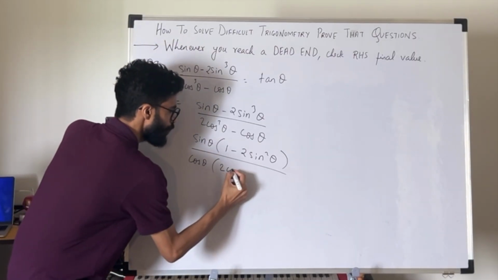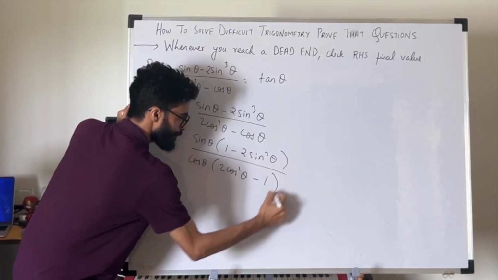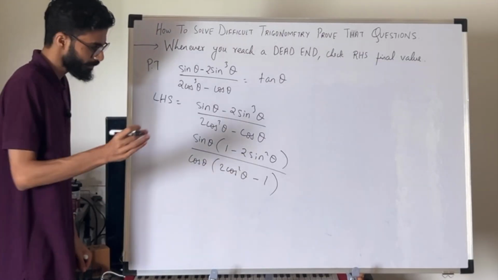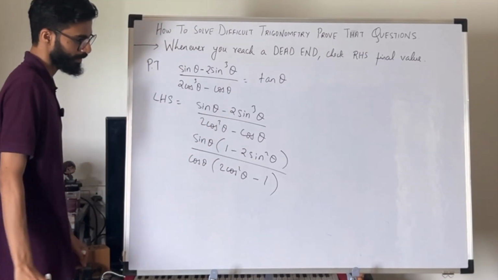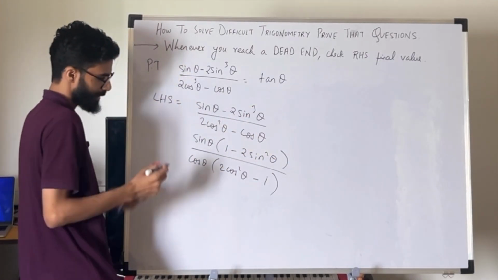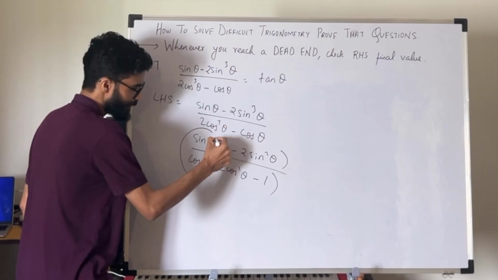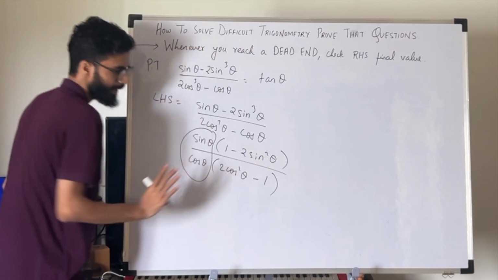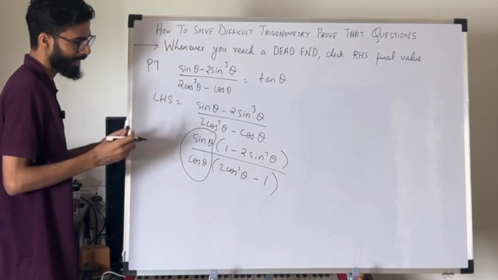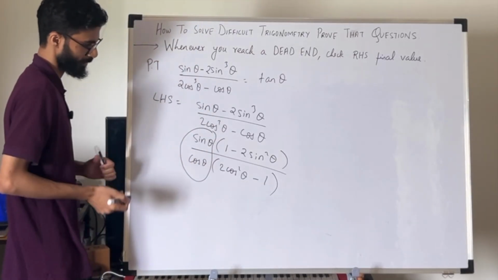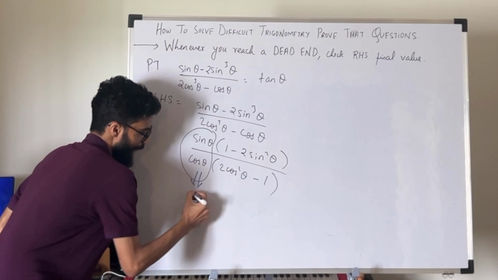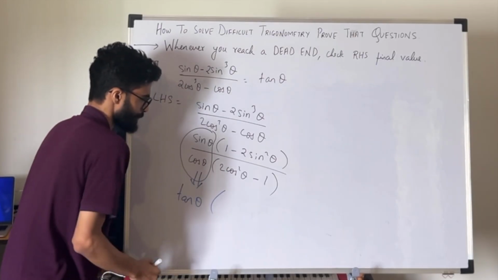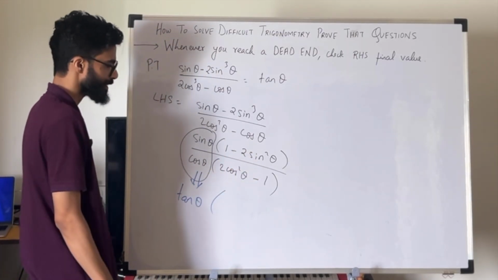Inside, what is left is 2 cos square theta minus 1. Now what do we do next? It's pretty unclear. If I look at my RHS, this is nothing but tan theta. So this everything should result in 1. So let's understand how we can do this. If I just write this as tan theta, now look at this, 1 minus 2 sin square theta.